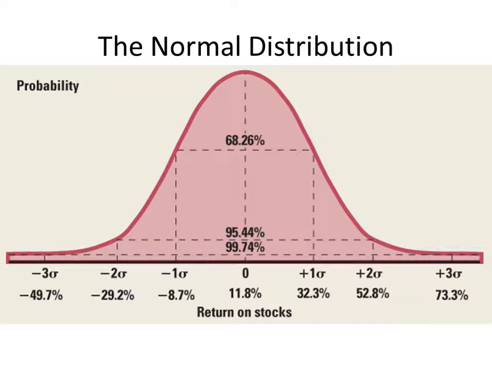Well, 100 minus 95.44, I get 4.56%. Now, does that mean 4.56% of all observations are less than negative 29.2? No, remember that this is both tails, so we have to divide by 2. I get 2.28%. 2.28% of all observations are expected to be below minus 29.2%. And so these are some calculations that you'll need to practice because you'll definitely see this on an exam.